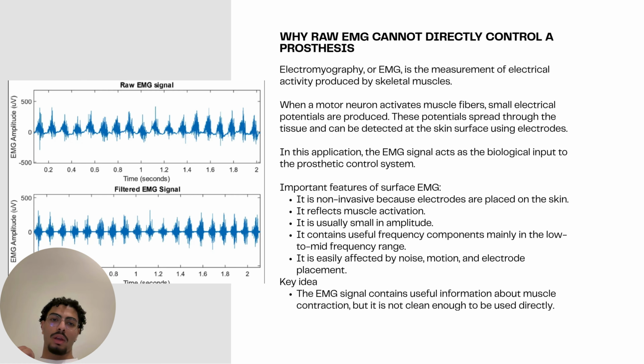Another issue is noise. Movement of the electrode on the skin can create motion artifacts. Power line interference from electrical equipment can also affect the signal. In addition, the signal can change depending on the skin contact, sweat, and electrode placement. This is why signal conditioning is needed. The purpose of signal conditioning is to amplify the useful EMG signal, reduce unwanted noise, and prepare the signal for digital processing. In simple terms, a circuit changes raw EMG into a more stable and usable control signal.